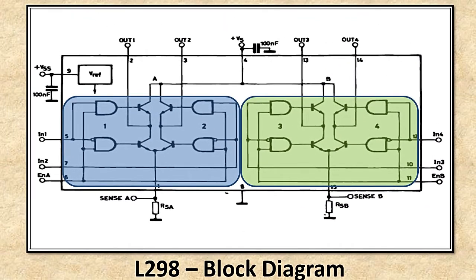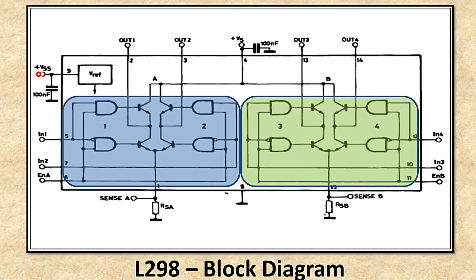L298 block diagram. The blue colored and the green colored are the two full bridge circuitry. Out 1 and out 2 is connected to this bridge. Out 3 and out 4 is connected to this bridge. Enable A controls input 1 and input 2. Enable B controls input 3 and input 4. The motors are connected between out 1 and out 2, out 3 and out 4 respectively.